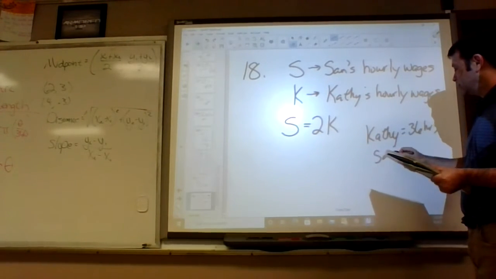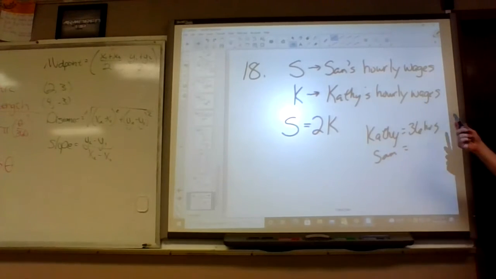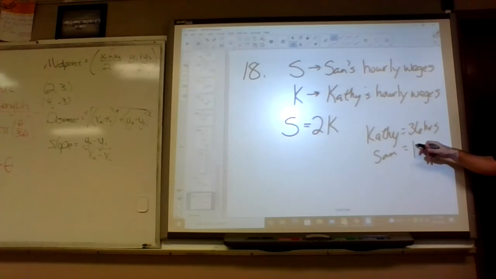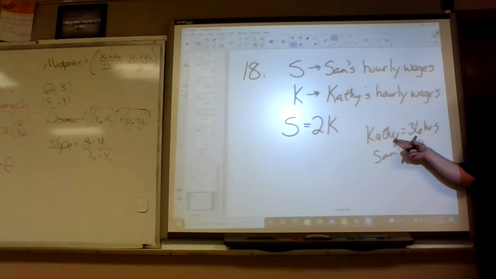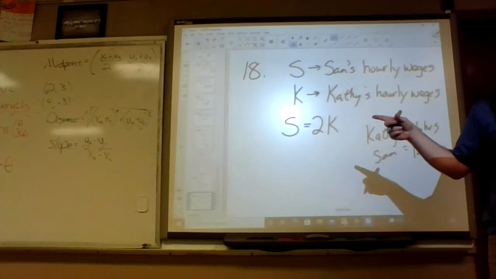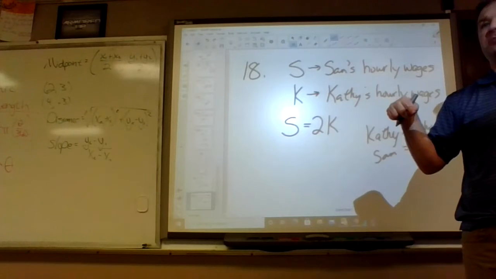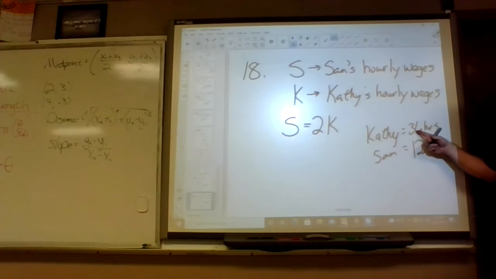If Kathy works 36 hours, how many hours must Sam work a week? 12. Divide by 3. Because we just said that Kathy works 3 times as much as Sam. So if Kathy works 3 times as much, you divide by 3. Sam's only working 12 hours.